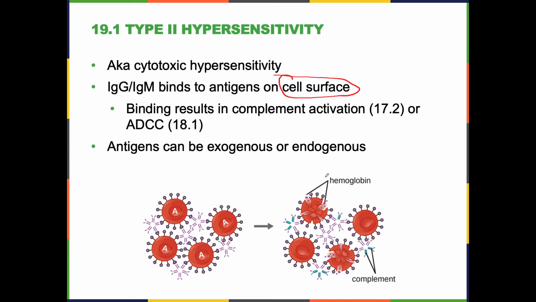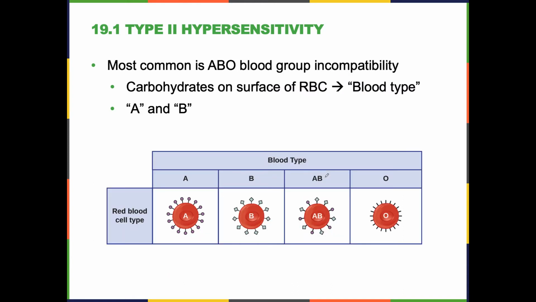The most common example of a type 2 hypersensitivity is the ABO blood group incompatibility. The way this works is that our red blood cells are generally not the best cells. They don't really do anything except carry oxygen for us. I guess they're super important. But they don't have a lot of surface markers, though they do have some. Red blood cells have these carbohydrates on their surface, and this is what we refer to as our blood types.